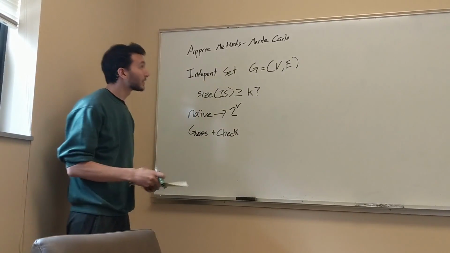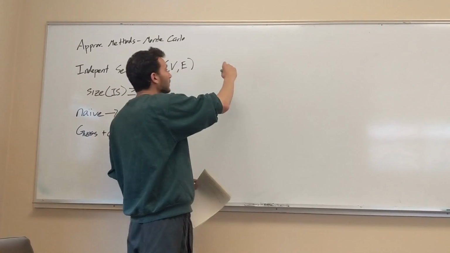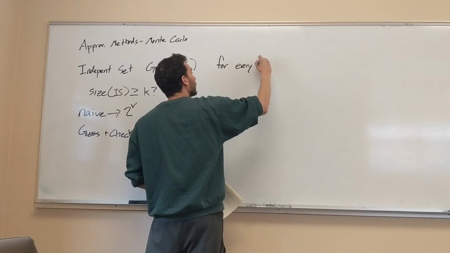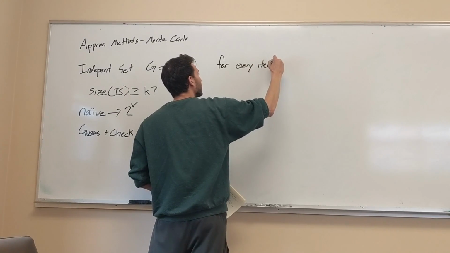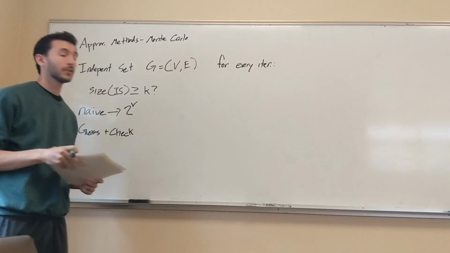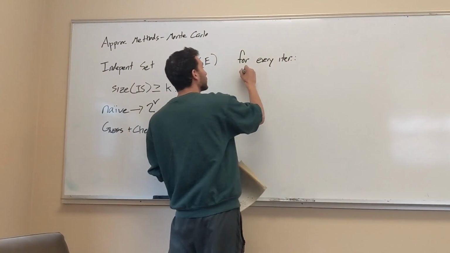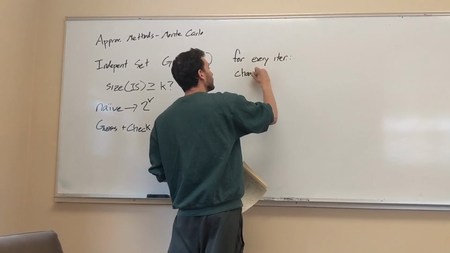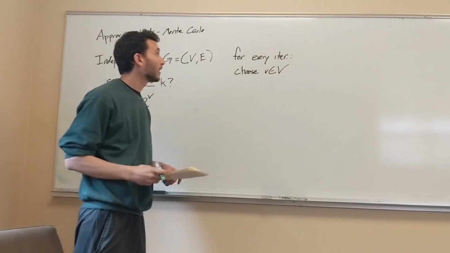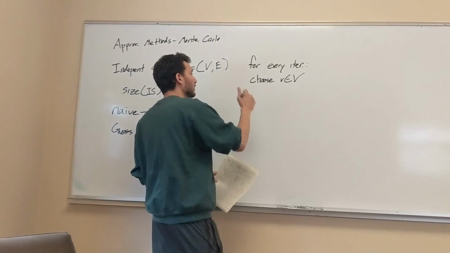So how are we going to do this? We will write the pseudocode as follows. For every iteration, we will pick a vertex in V uniformly and randomly. Choose a v in V. And then from that, we will compare it to our independent set at time t.